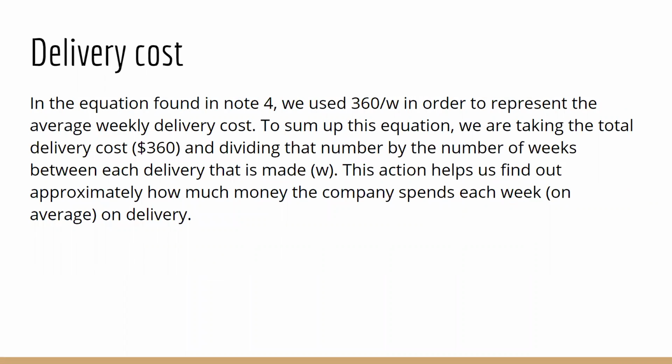The second part of our equation is delivery cost. So we used 360 divided by W, which represents the average weekly delivery cost. And to sum up, we are taking the total delivery cost, which is $360, which is the baseline, and dividing that by the number of weeks between each delivery that is made. So this actually helps us find out approximately how much money the company spends each week on average on delivery.